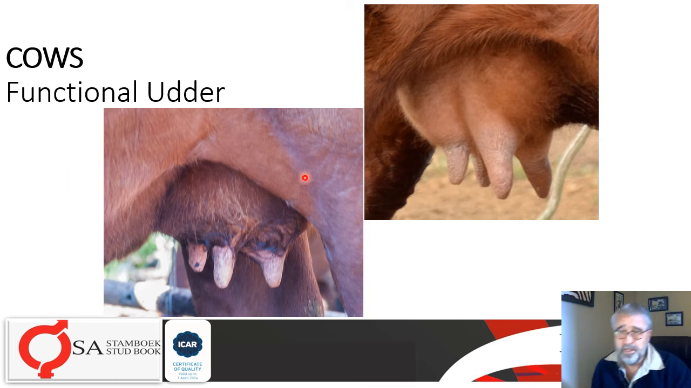Okay, so functional udders, obviously this is typically good functional udders, small teats, functional. This is not bad as yet, but this can develop if the udders or the teats are very thick, and it ends up in something like a bottle teat. Then you can have huge problems, especially in the newborn calf's ability to get milk from its mother.